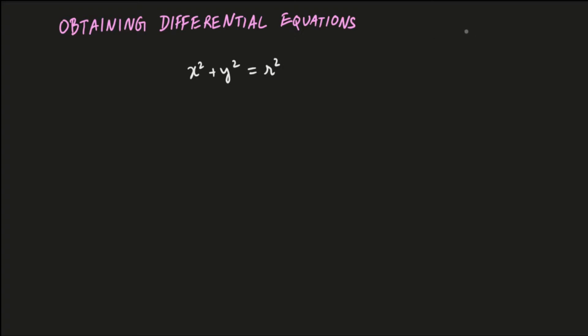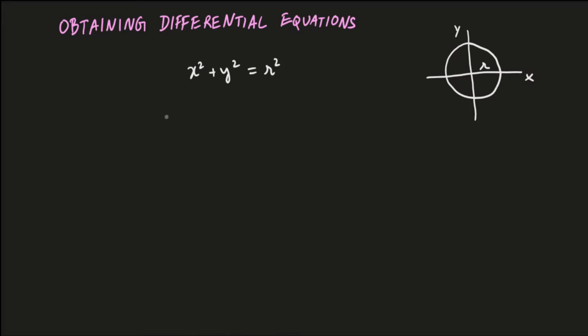This equation looks something like this. These are your axes, y-axis, x-axis, and this is your circle. This circle has a constant radius, r. That is what defines a circle. We need to get rid of this r from this equation by differentiating this equation.